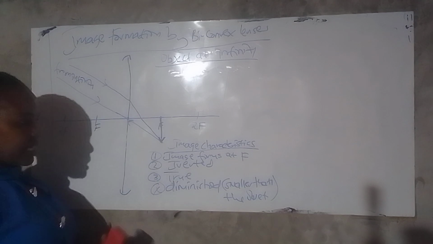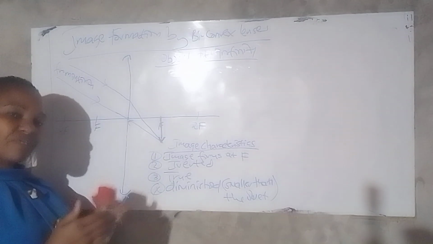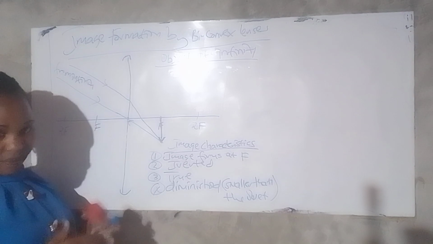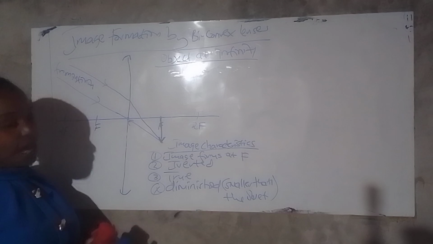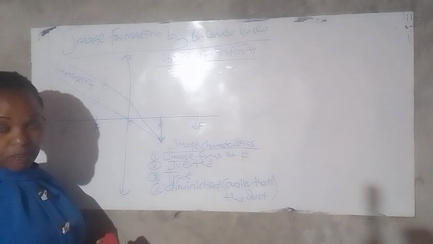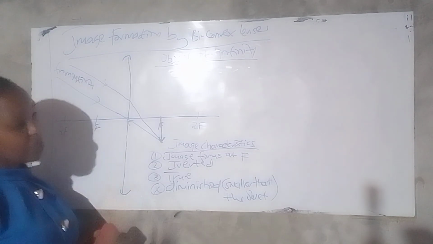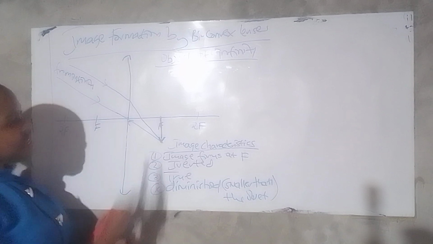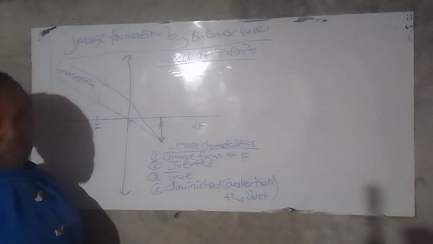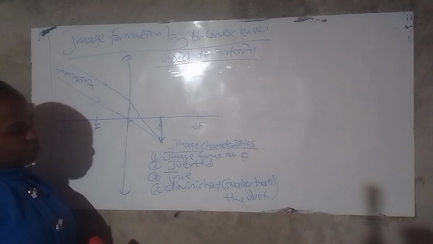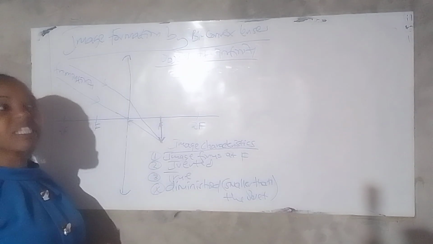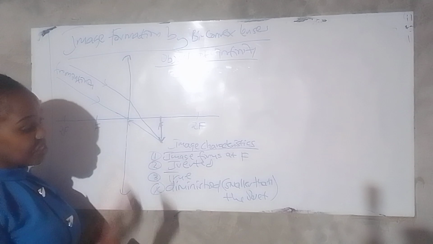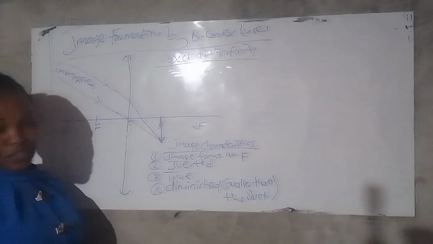The other one will be refracted, and after refraction, the two refracted rays meet somewhere on the focal plane. A focal plane is that vertical line passing through the principal focus and perpendicular to the principal axis. So simply, the image is formed at the principal focus. What are the characteristics of the image? It forms at the principal focus. It is inverted, upside down. It is a true image, meaning it can form on a screen. And it is diminished, meaning it is smaller than the object.